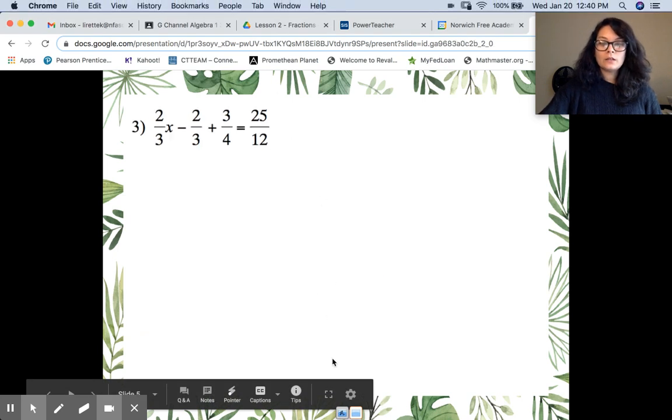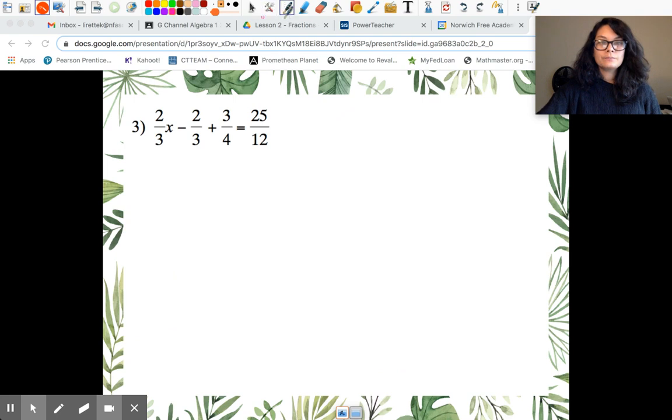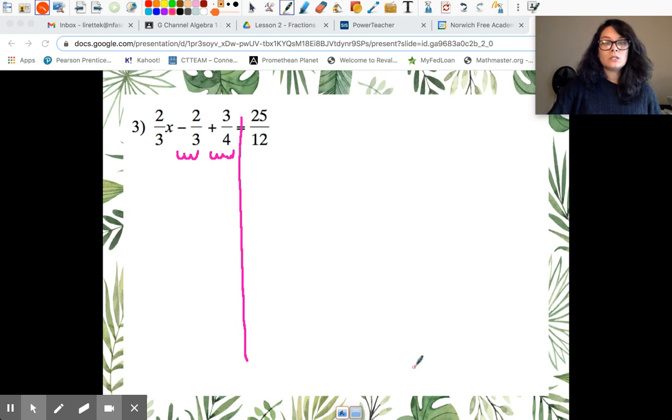Okay, let's take a look at another one. Go ahead and copy this one in your notes. And again, you might want to draw a line down your equal sign. I don't see parentheses, so I don't have to distribute here, but I do have a couple of constants again. I have a -2/3 and a +3/4. So my first step is going to be to combine those.